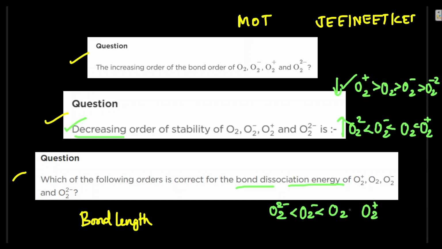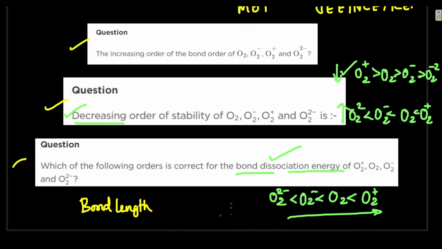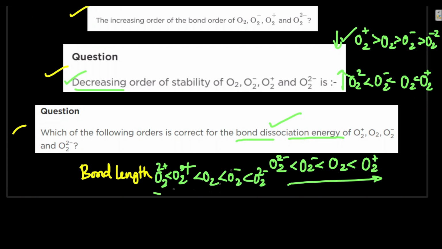So this will be either increasing. Bond dissociation energy should be in the increasing order, so this will be the correct option. Bond length, what will happen if you take? Bond length will decrease. So O2 plus will have a smaller bond length than O2, then O2 minus, then O2 2 minus. It means here O2 2 plus you can also include. Okay, this is increasing bond length. Decreasing means you will write in the reverse order.